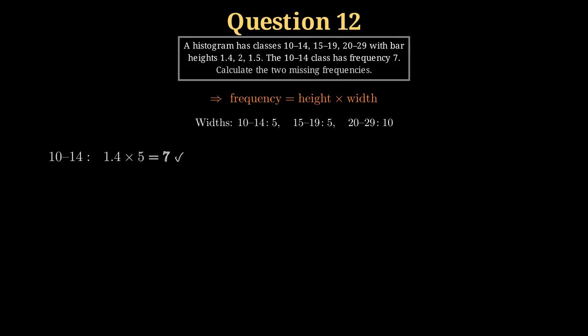Let's check the method on the first class. Height 1.4 times width 5 is 7, which matches the given frequency, so we're on the right track.